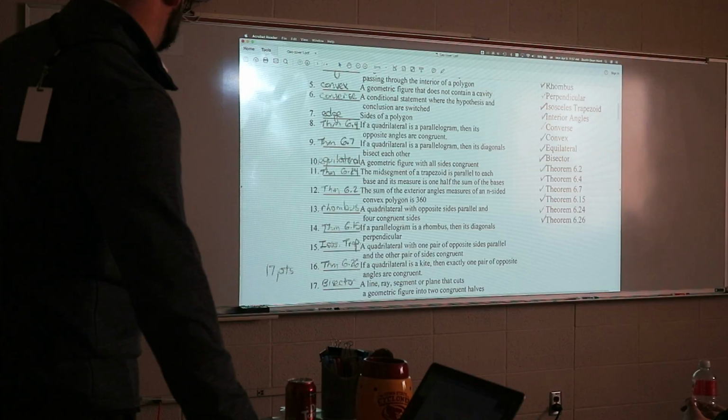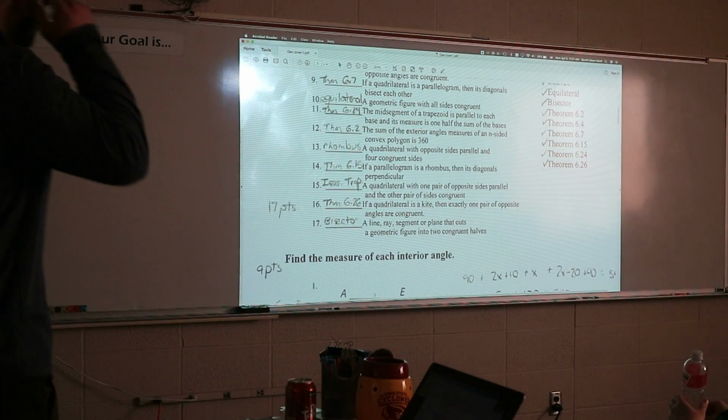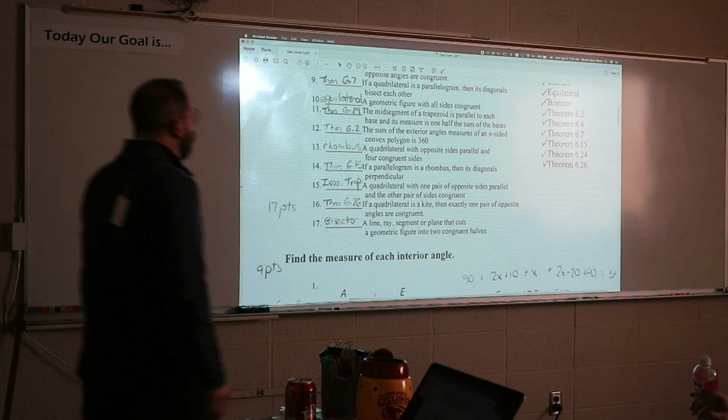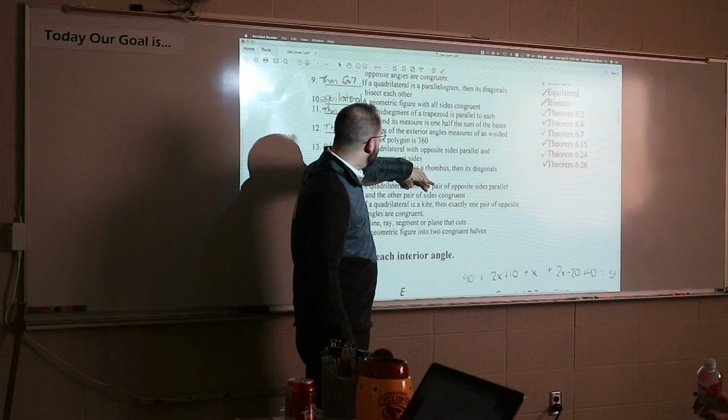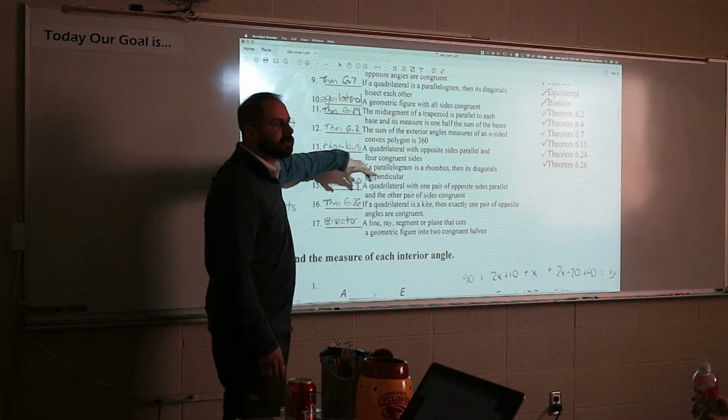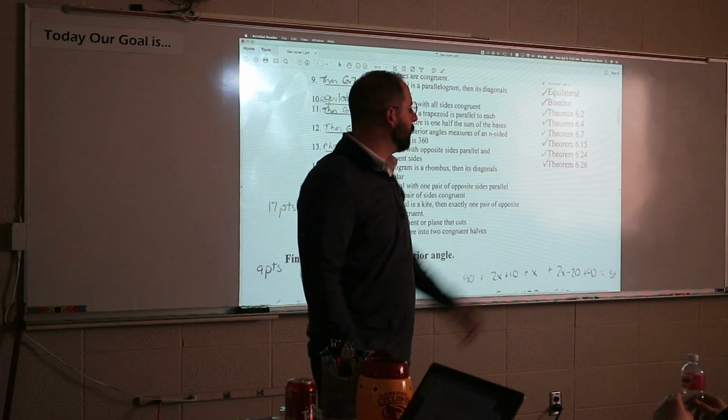particular test. Okay. 6.15. A quad. One pair of opposite sides are parallel. The other pair are congruent. That's the definition of my isosceles trapezoid. It's got equal walls. It's got a pair of parallel sides.